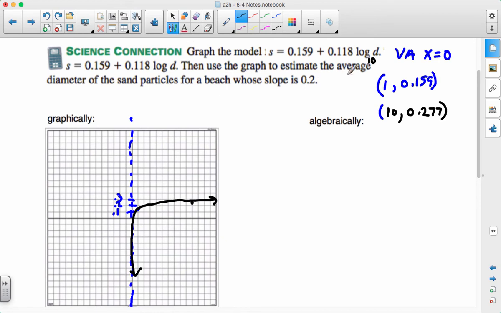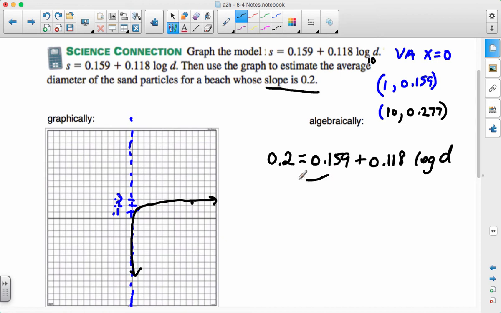Okay, now it says estimate the average diameter. We're going to solve for d if the slope is 0.2. So we can just plug in a 0.2 in for s, right? Your slope is 0.2. Let's see if we can do it algebraically instead of graphically, because graphically it's not going to be very accurate unless I have a calculator. So 0.2 equals 0.159 plus 0.118 log of d. Okay, let's combine like terms.